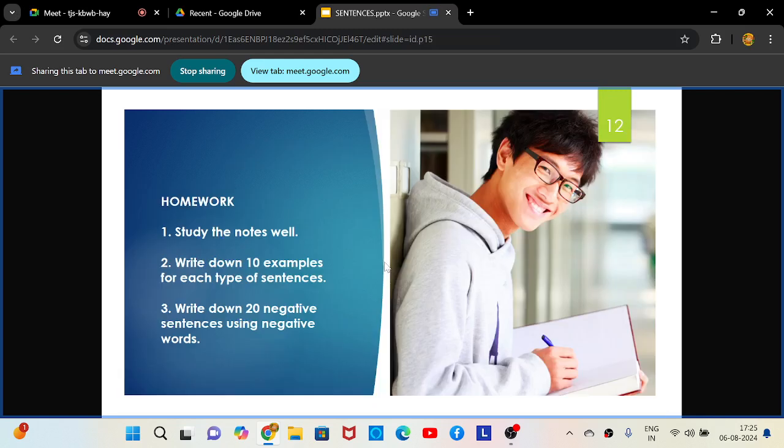So I would like to give you a homework. Study the notes well first and then write down 10 examples for each type of sentence. No need to send it in the group or anything. Try this as a homework. If you are a sincere student, then you will definitely try this. Write down 10 examples for each type of sentence: 10 assertive, 10 interrogative, 10 imperative, 10 exclamatory.